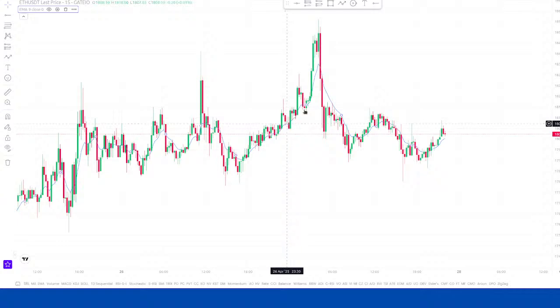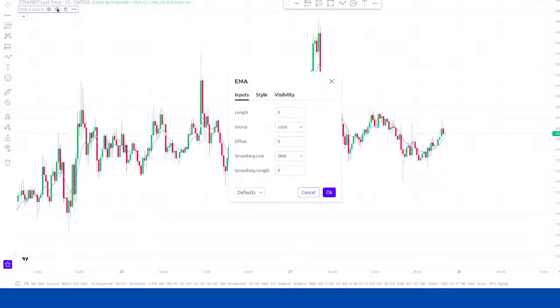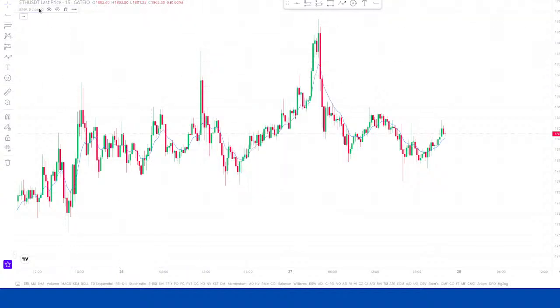For this case we use at least 2 or 3 exponential moving averages. We use moving average 9 and moving average 21. So we have already set the exponential moving average 9. We can actually change the color for 9 as well. You just come here on moving average.